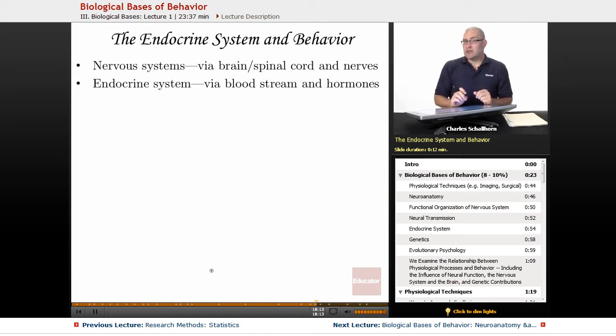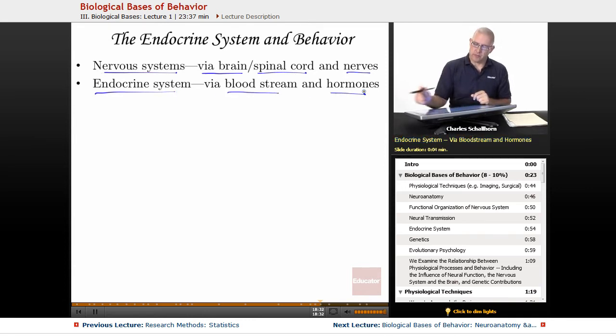In addition to using those techniques, we also need to know a little bit about the endocrine system. I know it's kind of a jump, but that's going to happen when we go through this biology section here. So we've got nervous systems, and nervous systems are going to go through the brain and the spinal cord, and then the nerves that go along with them. And then the endocrine system, and that's going to be via the bloodstream and hormones.